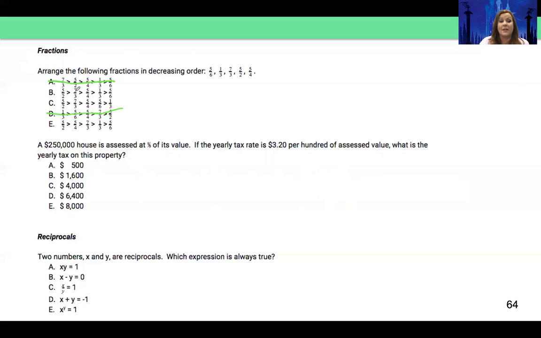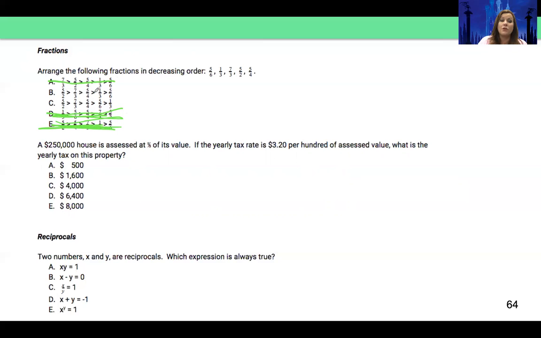Then I look at the second one and go, are they all the same? They're not. So my choice is between 7 thirds and 5 fourths. 5 fourths is 1 1/4, and this one is 2 1/3. So it can't be this one. If I look at the third one, they're the exact same, so I know it's 5 fourths.